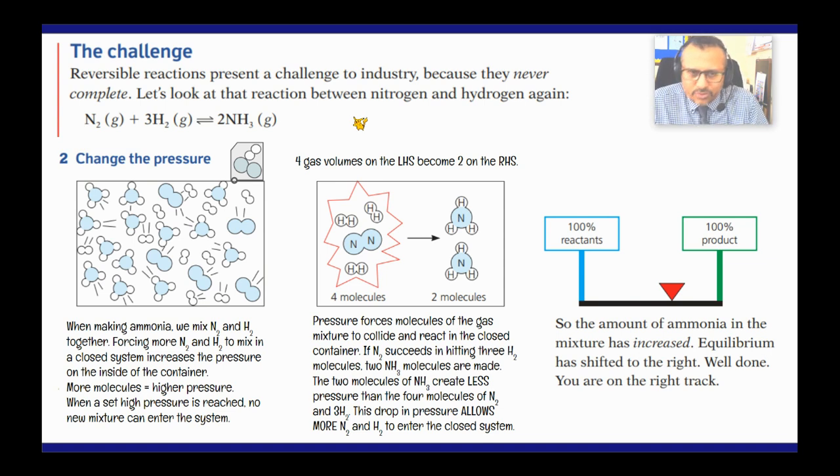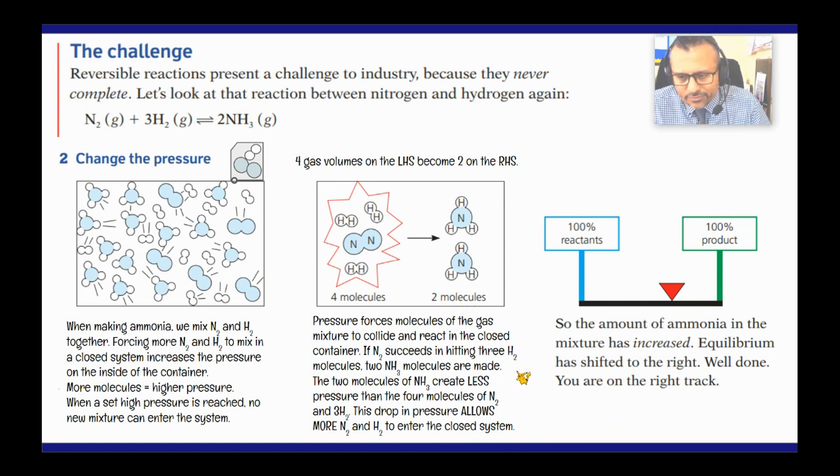So as a result of raising the pressure, you are able to make more ammonia. The higher the pressure, the more ammonia you should be able to make. The amount of ammonia in the mixture increases, and equilibrium is shifted over to the right, because you're allowing the nitrogen and hydrogen to form the ammonia. So that's a really good thing. We're on the right track if we were in charge of an industry like that. This drop in pressure allows more nitrogen and hydrogen to enter the closed system and continue.